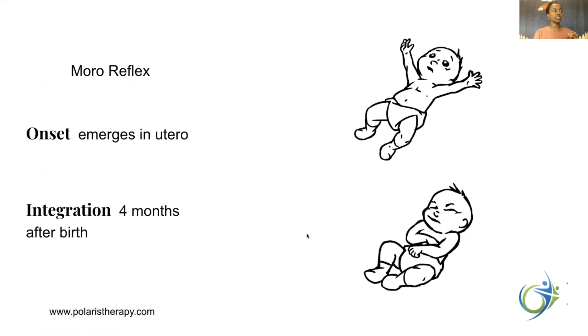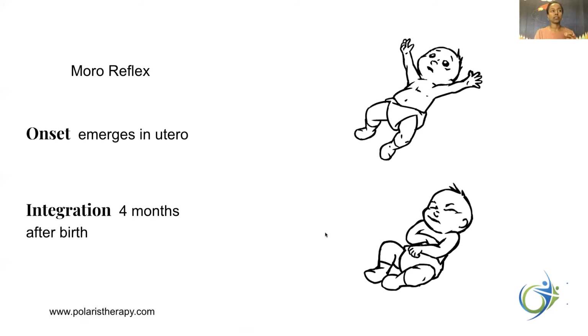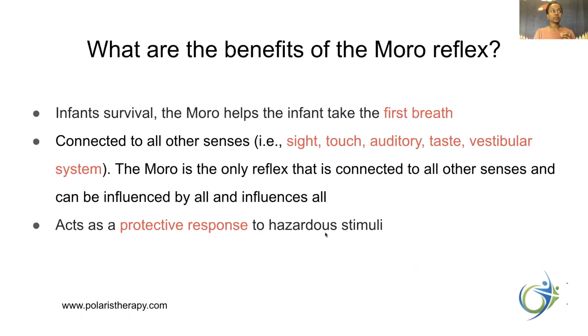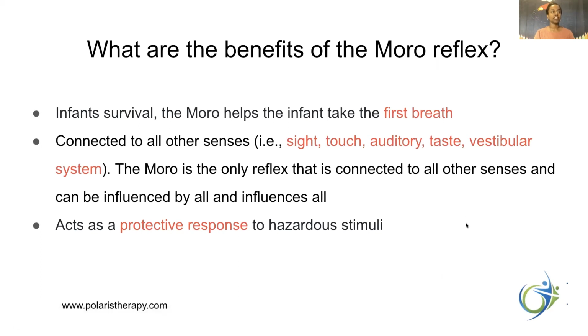The Moro Reflex has its onset in utero, before the child is born, and it should be present when the child is born, during the birthing process, and integrates around 4 months after birth. So we definitely need to see this. This is one of the key reflexes. Every reflex is important, but this is definitely one of the foundations. So what are the benefits of the Moro Reflex? First, infant survival. The Moro Reflex helps the infant take the first breath.